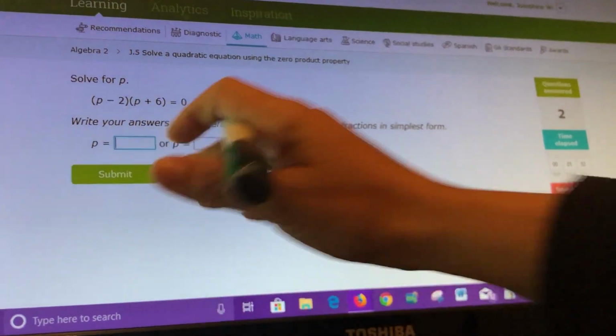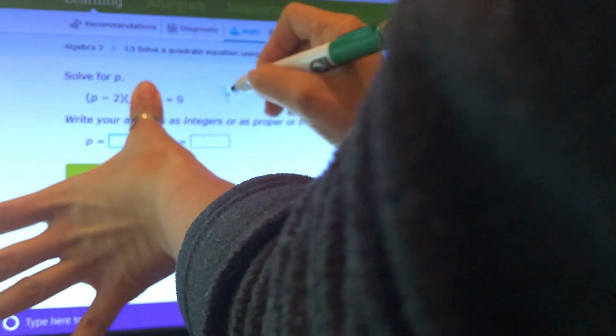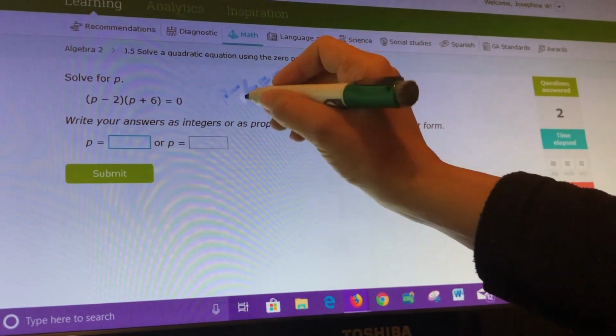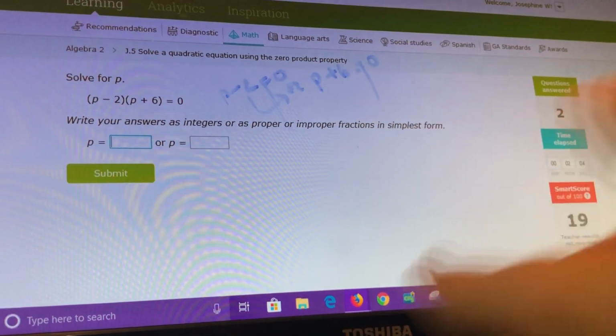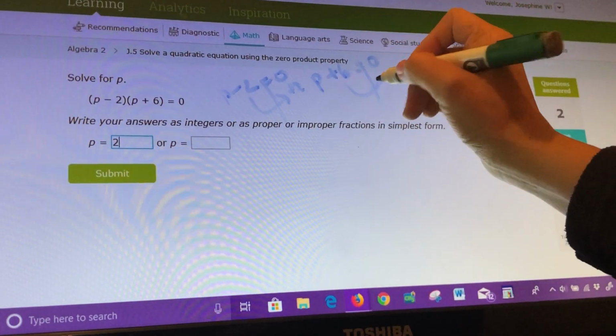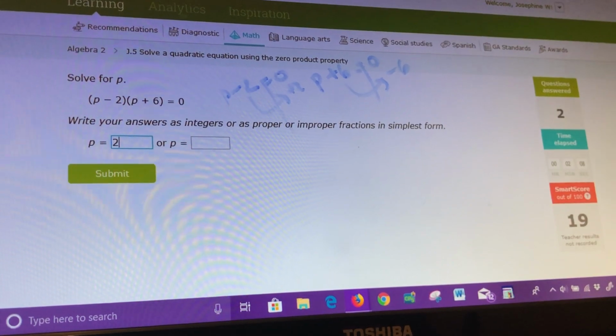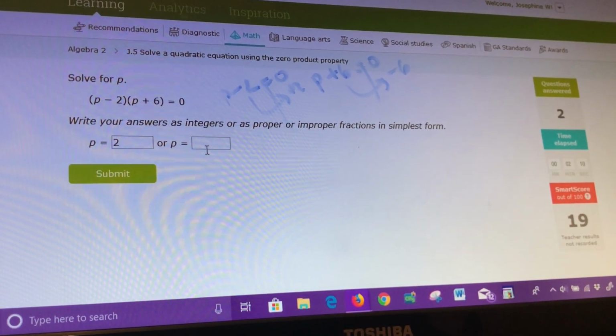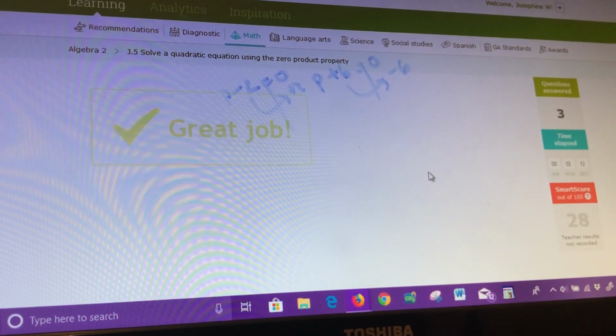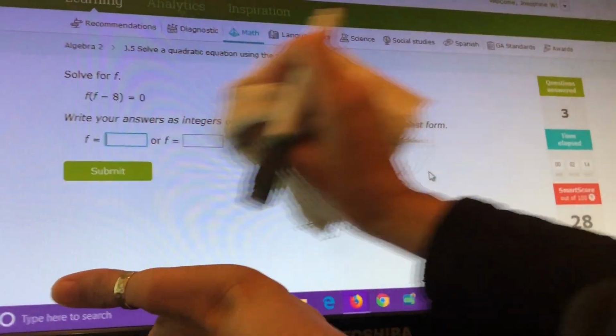Okay, so again, all you're doing is setting them equal to 0. So you got p minus 2 equals 0, and you got p plus 6 equals 0. Okay, take that to the other side, it's going to be plus 2. So you're going to have p is 2. Take this to the other side, it's going to be negative 6. So you're going to have p is negative 6. Okay, so that's the zero property.